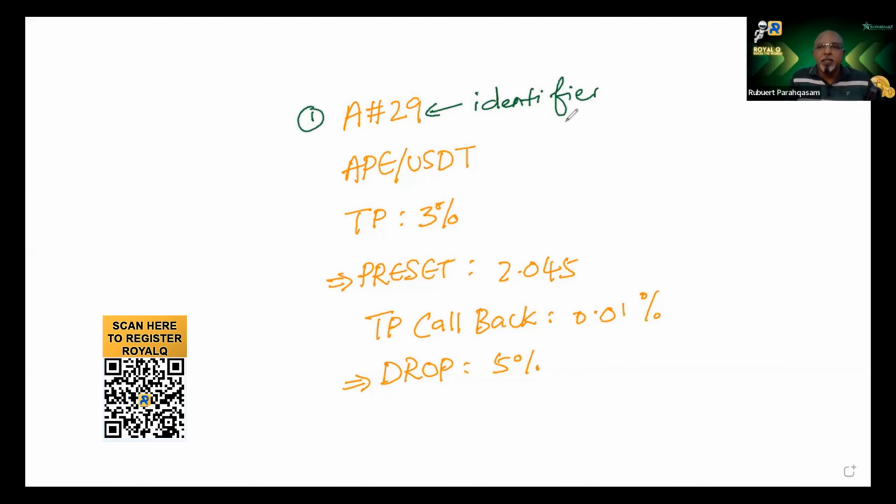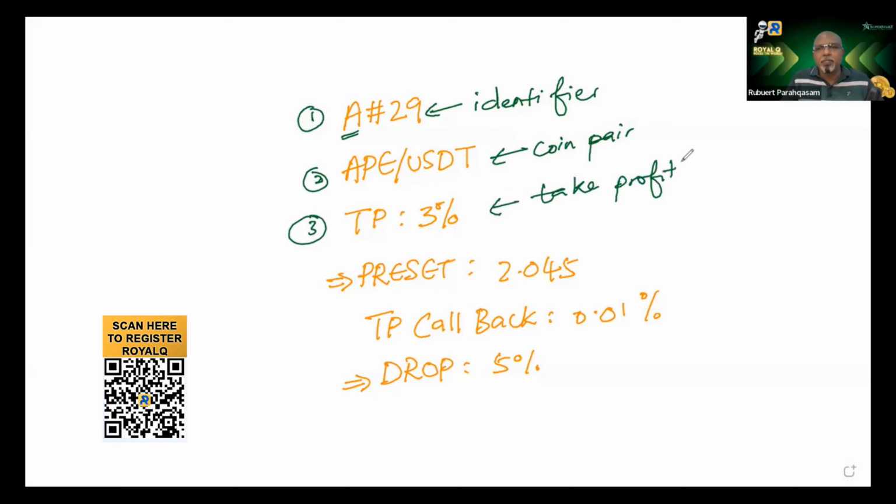Identifier. We have two running alphabets. One will be A, the other one will be D. Sometimes there will be a Z, sometimes there could even be a J. But mainly there'll be A and D. Number two, this is the coin pair that we are trading. Number three, TP means take profit. Take profit ratio.